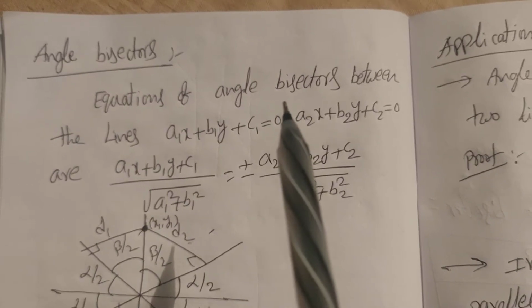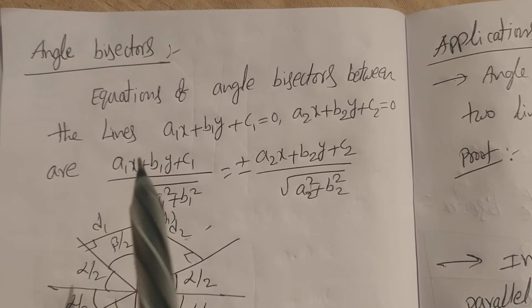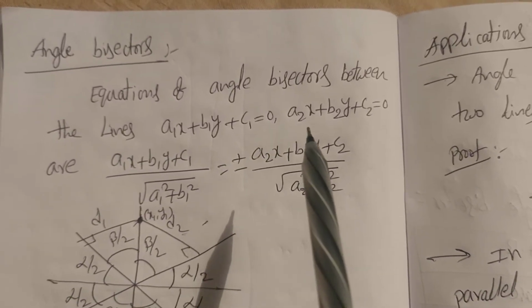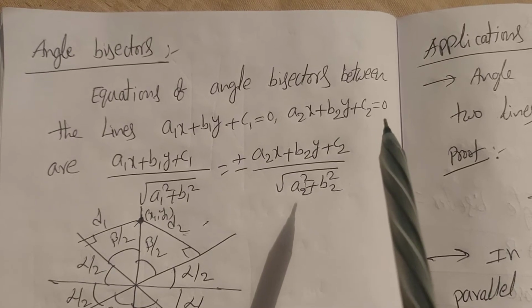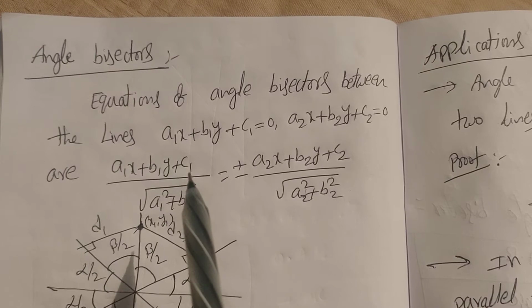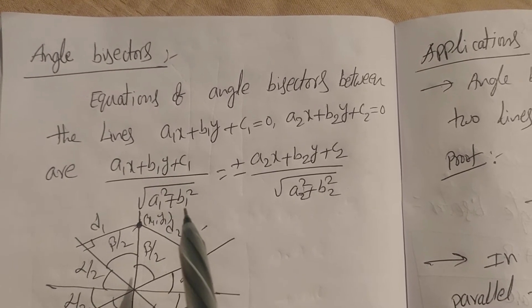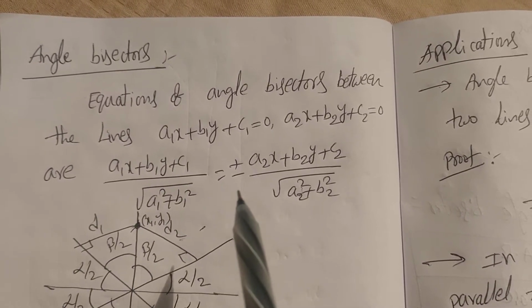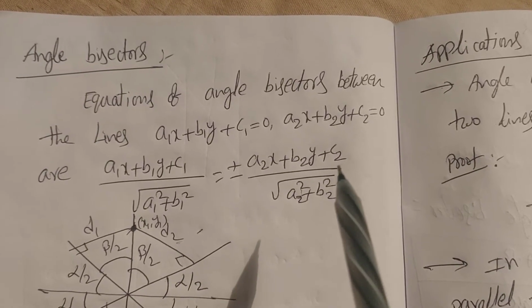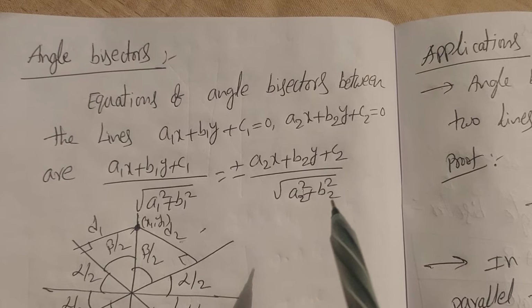Equations of angle bisectors between the lines a1x plus b1y plus c1 is equal to 0, a2x plus b2y plus c2 is equal to 0, are (a1x plus b1y plus c1) by root over a1 square plus b1 square is equal to plus or minus (a2x plus b2y plus c2) by root over a2 square plus b2 square.